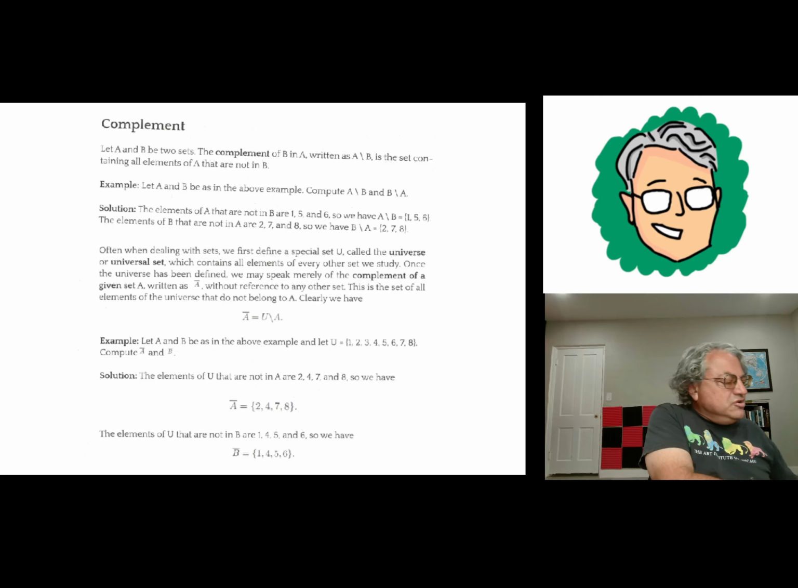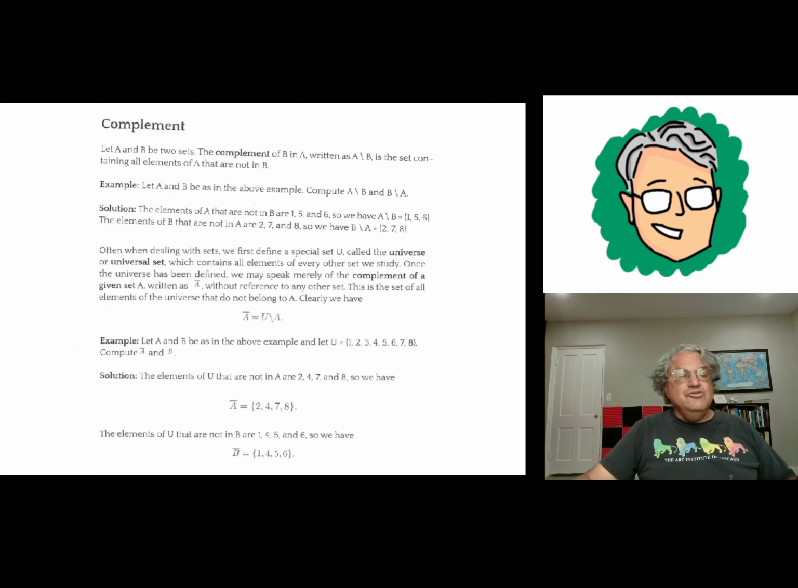And I guess I want to say a little bit more about complements. Usually when you're dealing with sets, you have something called the universal set or the universe. So when you're dealing with a whole bunch of sets, usually you have some big set which we call U, for universe or universal set. It's just the set of all the elements we're considering. So it's kind of the set of everything. That's why they call it the universe.